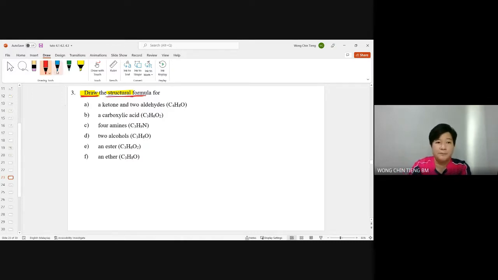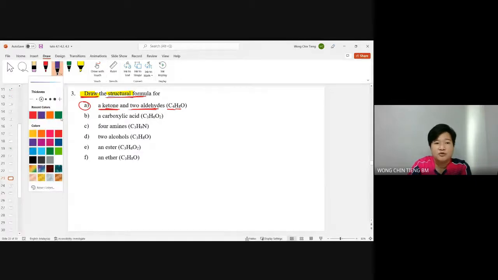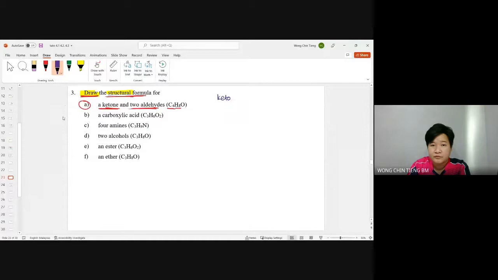What do I mean by mix? So, how do we start? Question A, the question says a ketone and an aldehyde when I have C4H8O. How do I start? How do I start drawing the ketone?